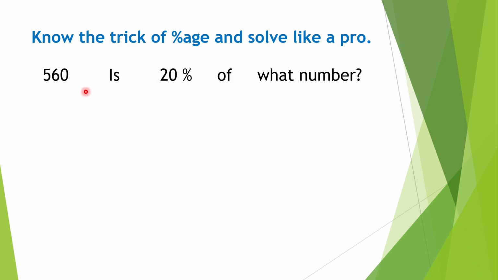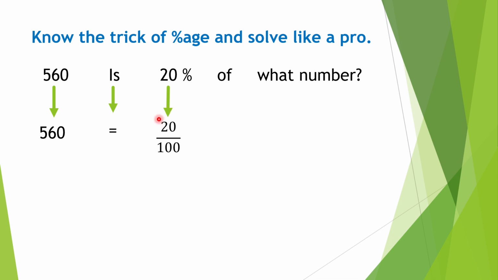This given question is in the form of a word problem, and we have to convert this word problem into mathematical form. So how can we convert this in mathematical form? Let's see over here. So 560, we will write 560 as 560. 560 is, in mathematics, please remember that is means equal to. So we will write equal to 20%. What is the meaning of 20%? 20% means that 20 out of 100. So we will write over here 20 divided by 100.